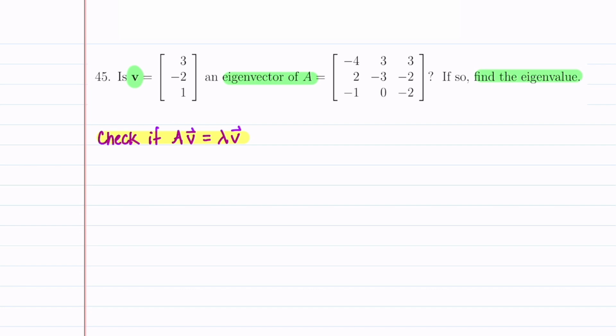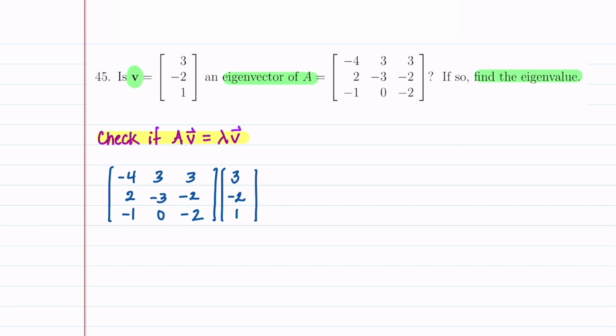Let's begin by writing down our matrix A: minus 4, 2, minus 1, 3, minus 3, 0, and then 3, minus 2, and minus 2. And what we're going to do is multiply our matrix A times our vector v, and that's given as 3, minus 2, 1.